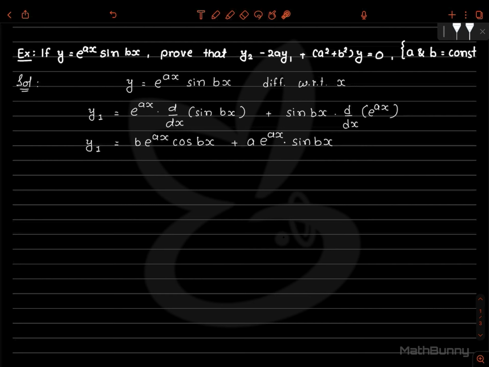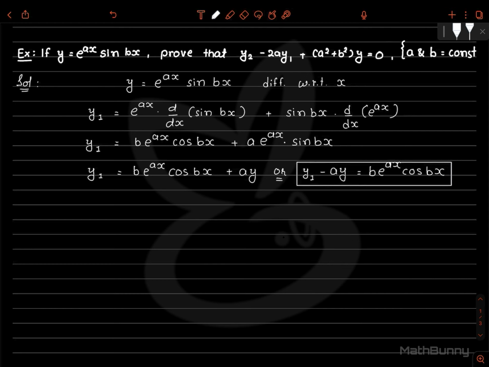Now in this result we can see this term is nothing but y. So we can rewrite this equation as y1 is equal to b e raised to ax cos bx plus a y, or we can write y1 minus ay is equal to b e raised to ax cos bx. Say this is result number 1.